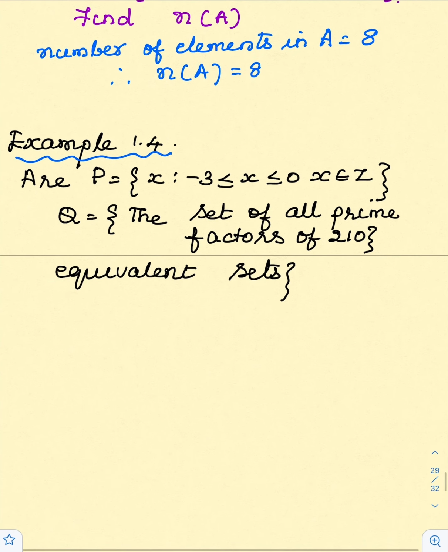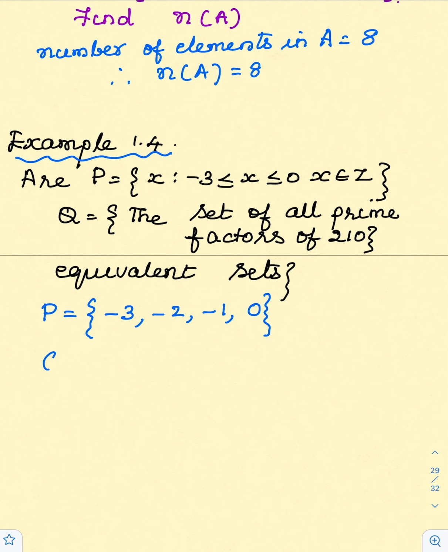So first let us write down the set P in tabular form. Minus 3 less than or equal to x. So you take minus 3 also as the first element there. Then you have minus 2. Then you have minus 1. And the next you will be having 0.